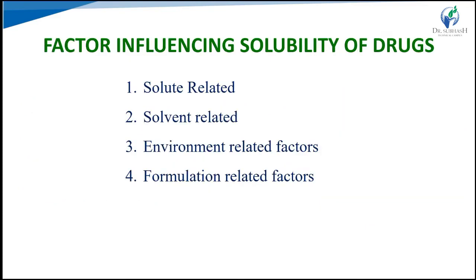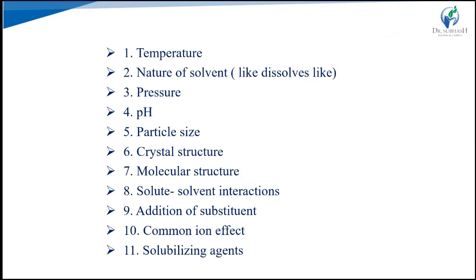Next, the factors influencing the solubility of a drug. Which factors affect the solubility of a solid in a liquid? Mainly solute-related factors, solvent-related factors, meaning the nature of solute and solvent, environmental factors, and formulation-related factors. The factors are temperature, nature of solvent, pressure, pH, particle size, the nature of the solid, crystals, molecular structure, modification, solute-solvent interaction, addition of substances like co-solvents, surfactants and solubilizing agents, and the common ion effect. There are many factors affecting the solubility of a drug.